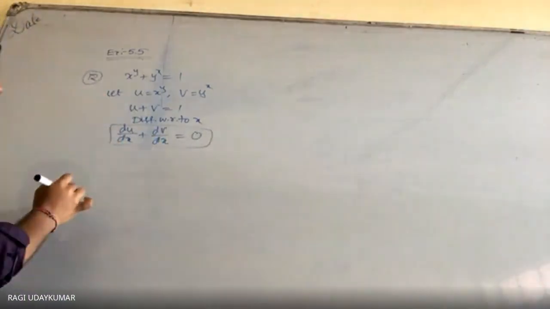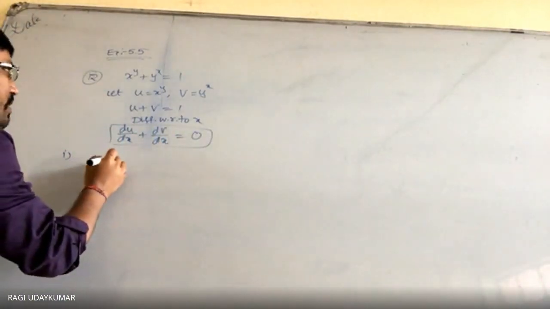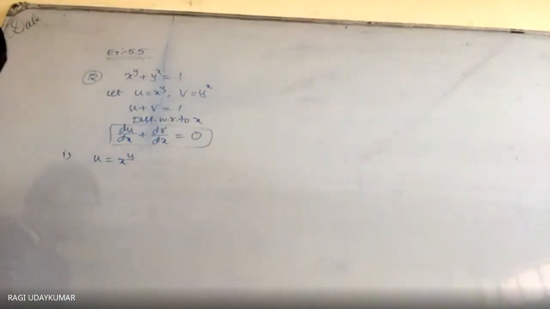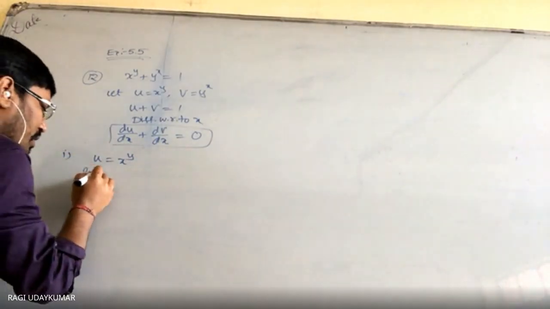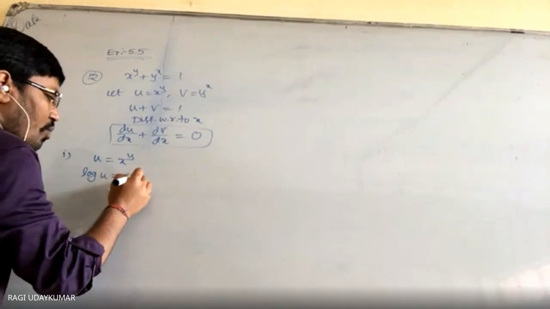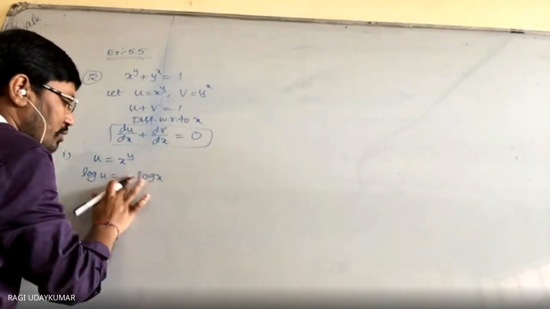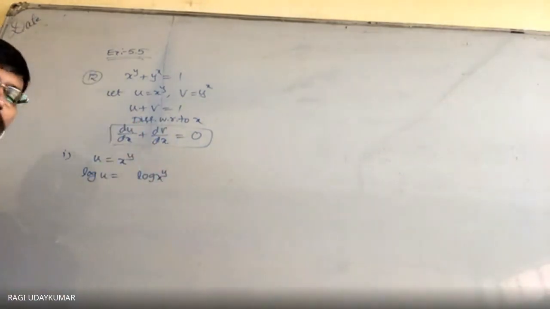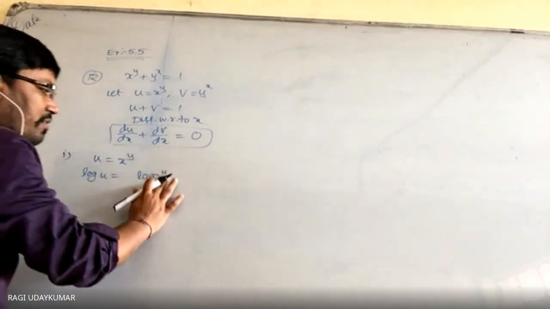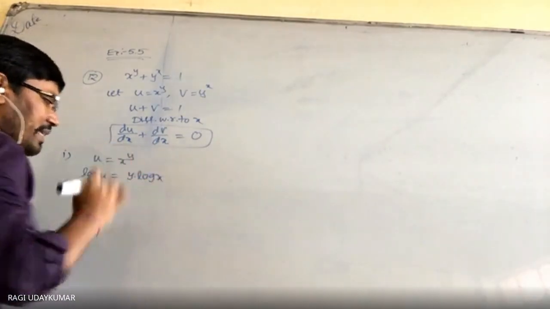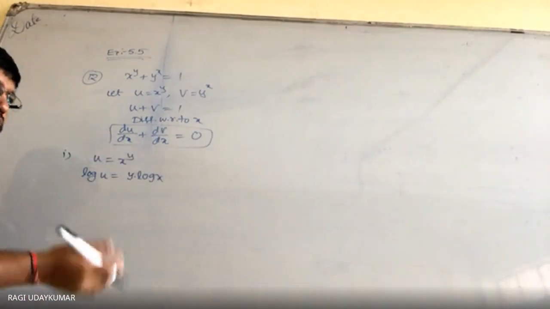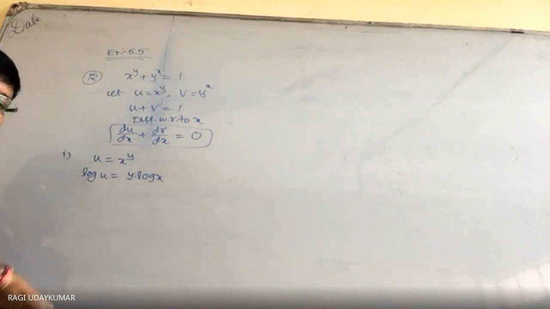So du by dx we have to separate out. First you consider u is equals to x power y. Taking logarithm on both sides, log u is equals to y into log x. Directly I am writing. Actually you are going to get logarithm of x power y, and this power y you are going to get here.